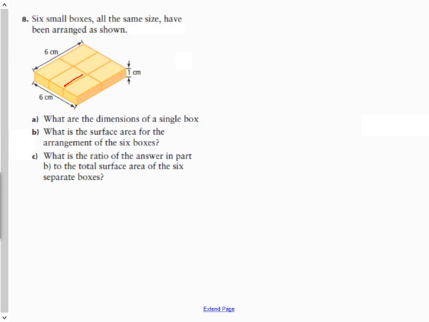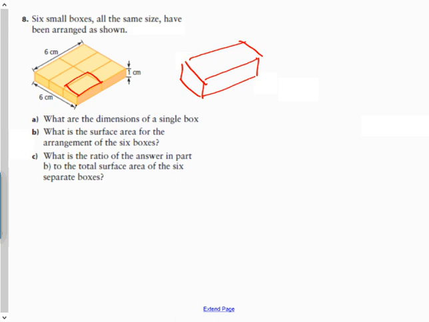So if we think about this single box here, what is the dimensions of this? There's a little bit of inferring going on. I'm going to draw that box. So I'm going to make it kind of like this, and then like this, and then like this. There's one of the boxes. Okay, so we have it drawn there.